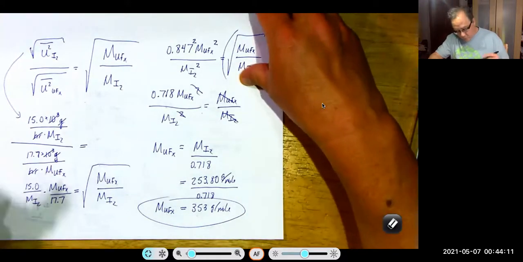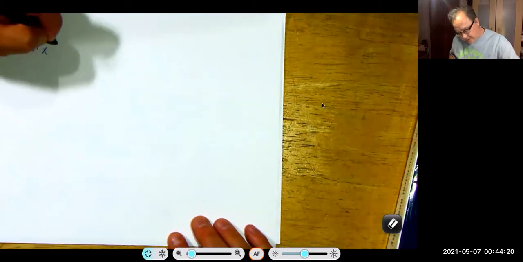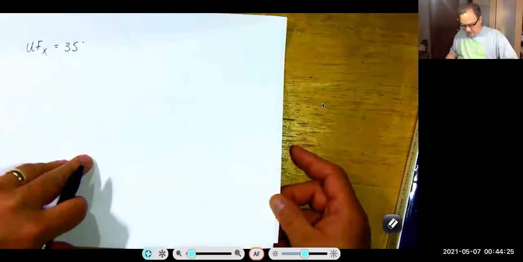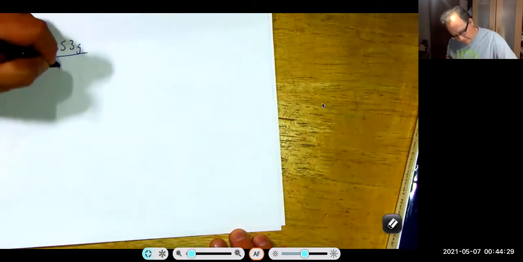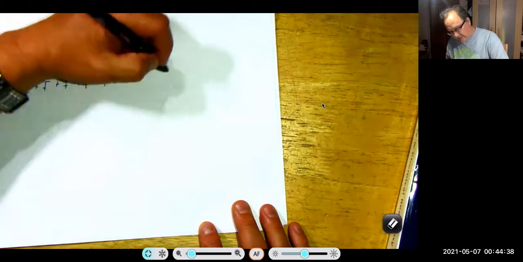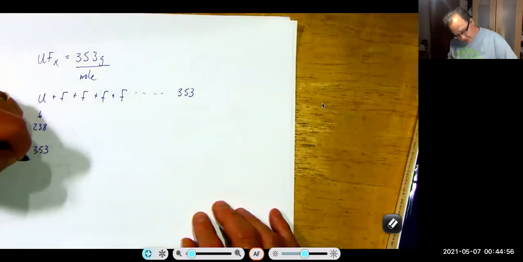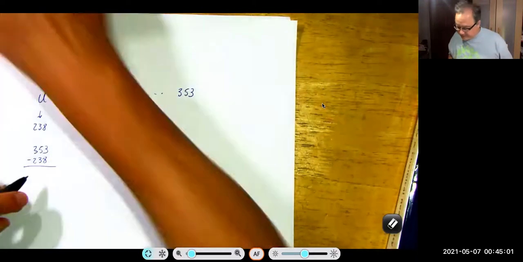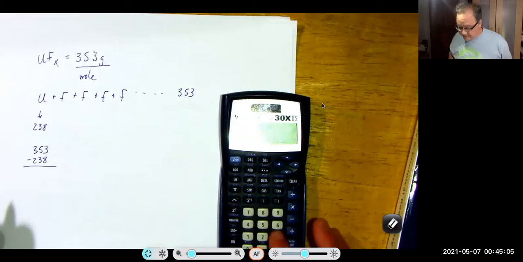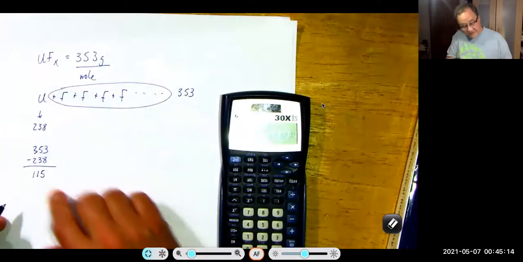What's the formula? Well, to get the formula, we have UFX is equal to 353 grams per mole. And that's going to be a U plus an F plus an F plus an F plus an F all the way until we get to 353, right? Well, how much does a U weigh? A uranium weighs 238. So one of these is 238. So that means if we take our 353 minus our 238, we get 115 left over.